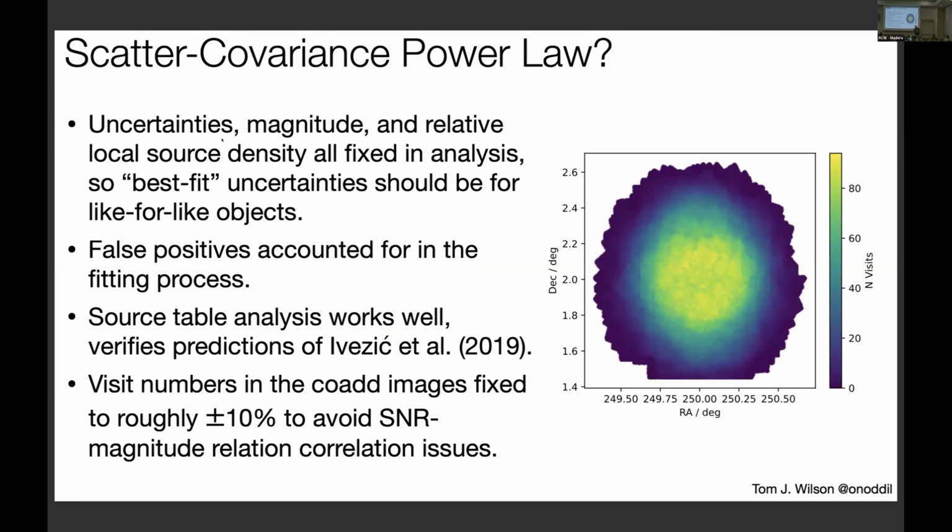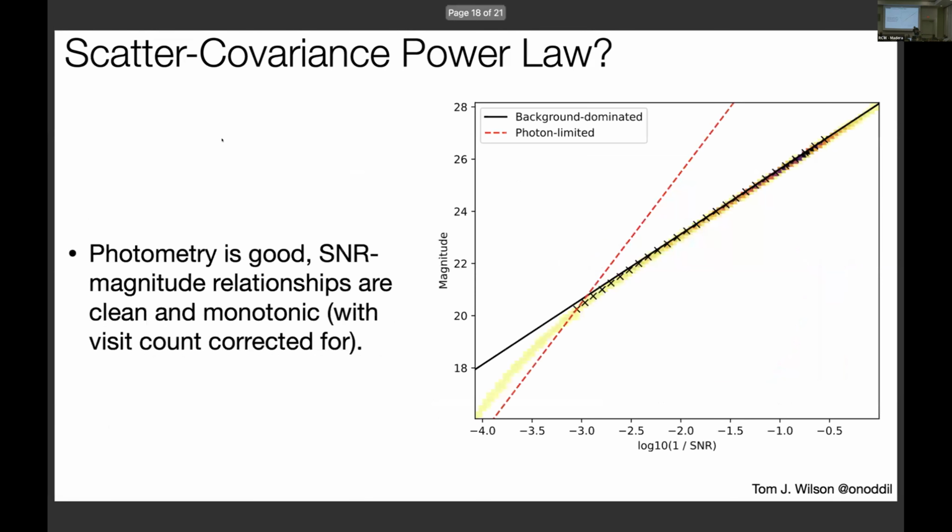The source table analysis works well and agrees with the predictions of the LSST science driver paper. So therefore, we think that our analysis is essentially proven by that, and therefore there's a question mark over the object table analysis. But we did know that we had to hold the number of visits approximately constant due to the dither pattern, but we account for that as well. The photometry is good. There is a tight monotonic relationship between signal to noise and magnitude, once you account for the visit problem, as I just mentioned.